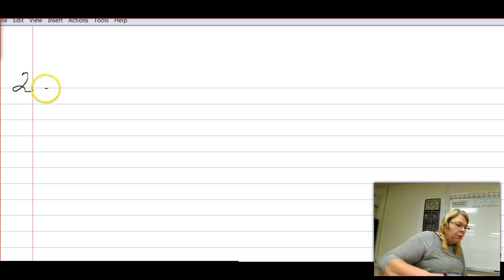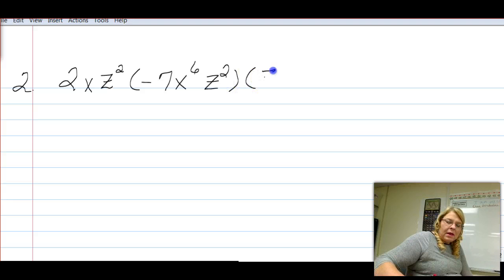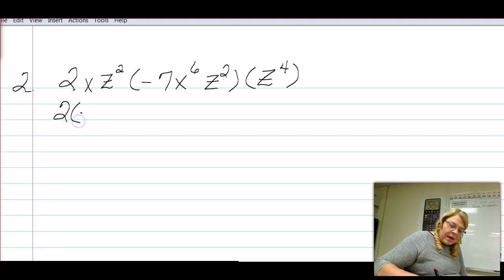Question 2 would be simply to multiply 2xz squared times negative 7x to the 6th z squared. And then I have z to the 4th. I want to multiply the coefficients of 2 and negative 7. And then I want to take all of my x.